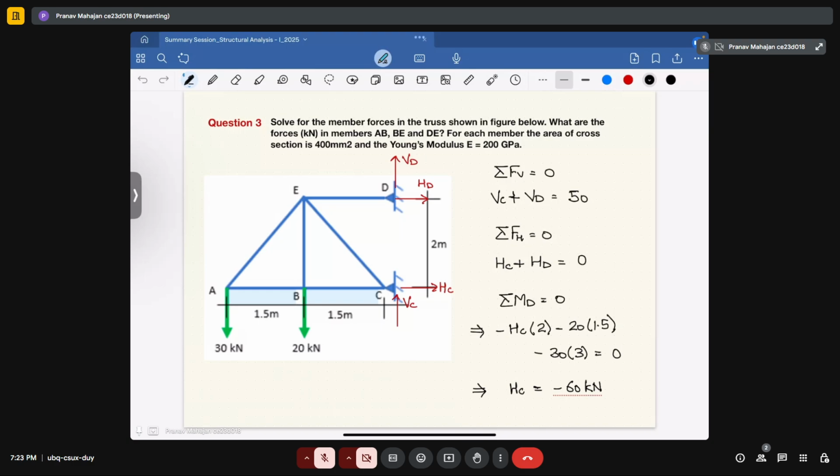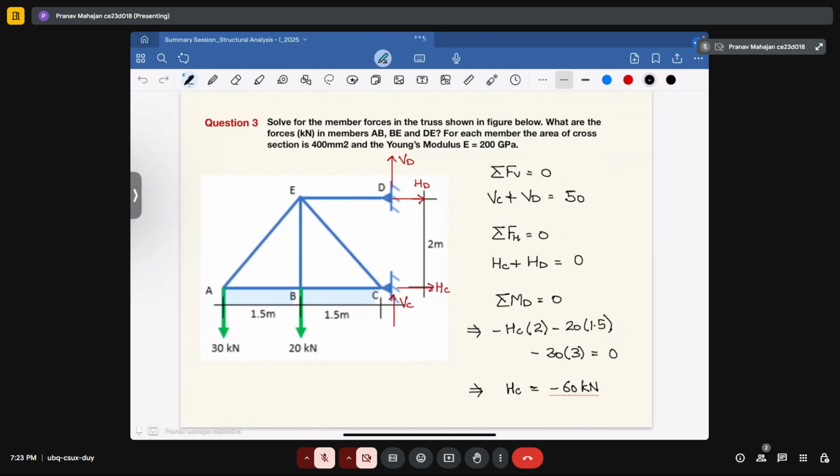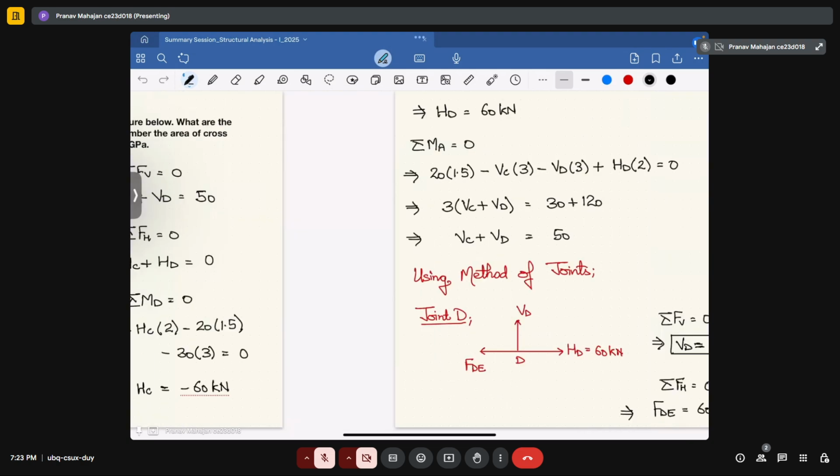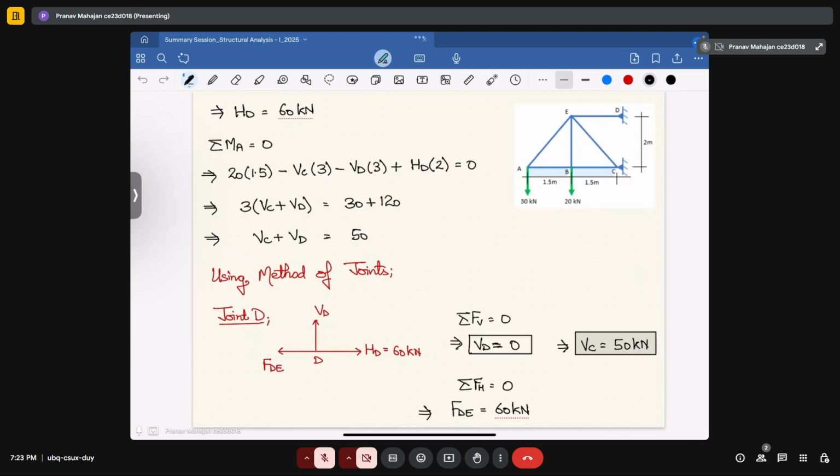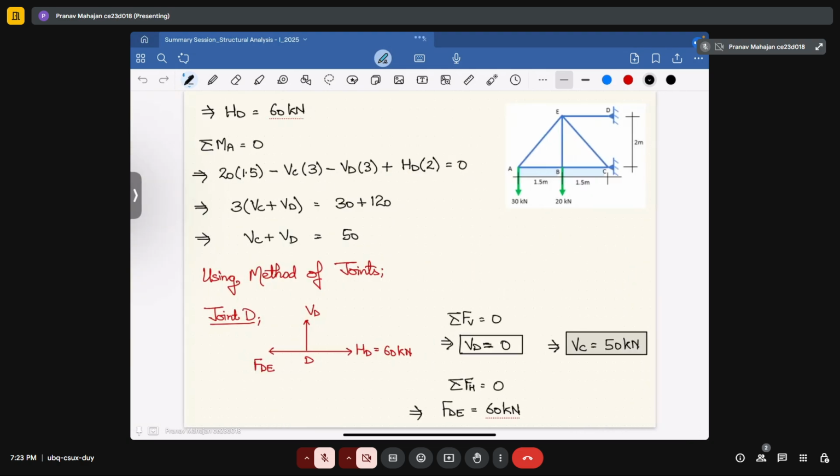First you will calculate all the forces. How will you calculate all the forces? Basic concept: first calculate all the reactions. We are calculating 4 reactions in this case: VD, HD, VC, HC. But you are only provided with 3 equations. If you apply those, you will get the value of horizontal reaction HD to be equal to 60 kilonewton.